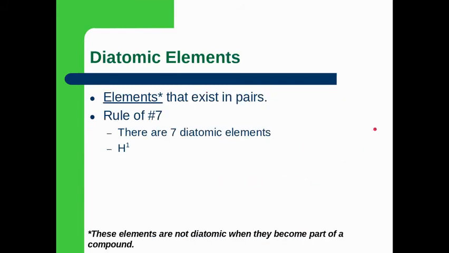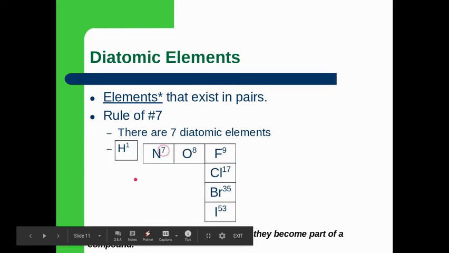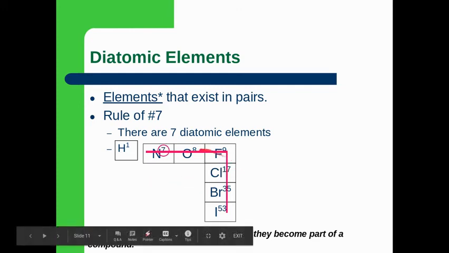All right, so just to review diatomic elements, again, these are elements that exist in pairs, and I call it the rule of 7 because it helps me to remember that there are 7 elements that are always diatomic, and hydrogen is one of them, which is the oddball. Hydrogen's always the oddball. And if we go to element 7 on the periodic table and then make a 7, those are the other elements that are diatomic.